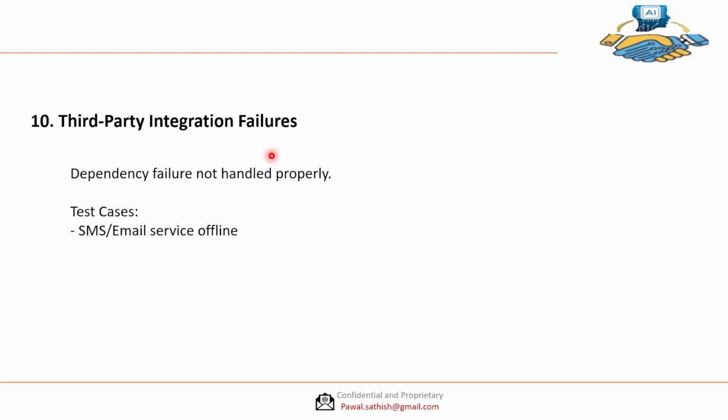Nowadays a lot of applications are using third parties. For example, for forgot password, we are sending an SMS. So as part of our application verification, we need to verify what happens if the SMS service is offline when the user clicks on forgot password. So these are the top 10 scenarios that QA teams usually miss.